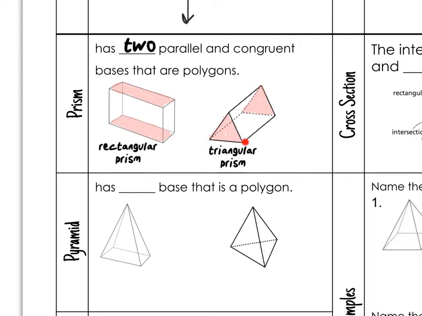And then on this shape here, the two bases are actually the triangles. Okay, it is not the rectangle on the bottom, it's the two triangles. And again, these two are parallel to each other. They're the same distance apart. So then we call it a triangular prism.